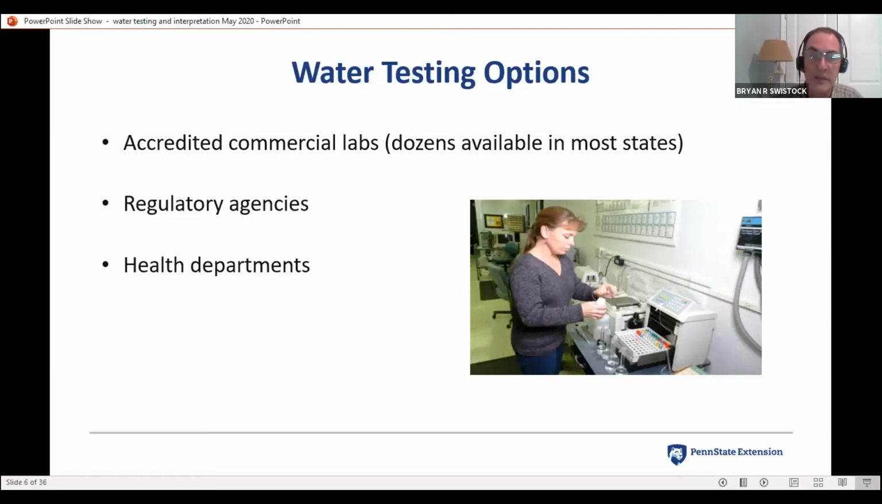Where health departments exist, they may provide water testing. There's also lots of home water test kits out there. We always tell people to be very cautious about those. For some things, they can be fairly accurate, but for other things, they can be very suspicious. If you're going to use a home test kit, that's fine as a starting point, but you really want to confirm results with an accredited lab if you do get some results from a test kit.